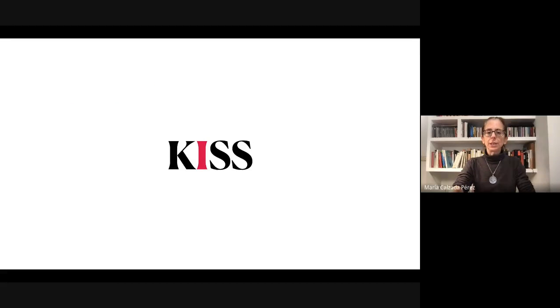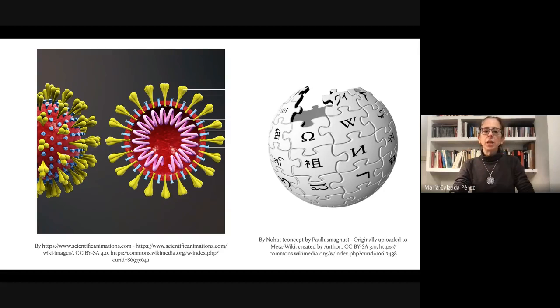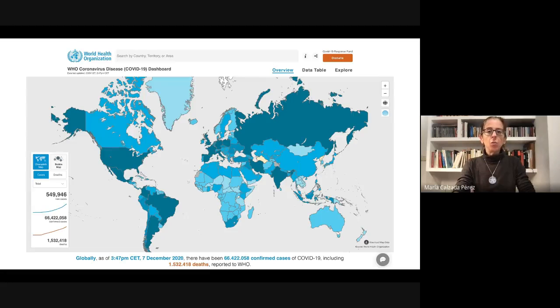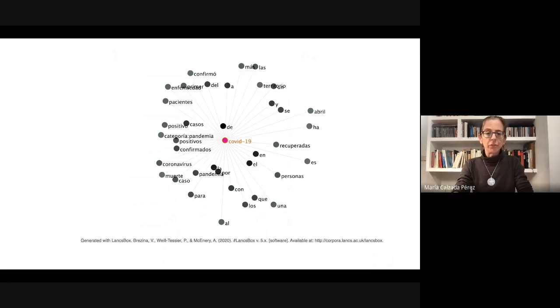Let's keep it short and simple. What is it that I'm doing here? Well, I'm studying the way in which Wikipedia represents COVID-19. And why am I doing so? Well, because coronavirus has had, unfortunately, an enormous impact upon our world, upon our lives, upon our languages.